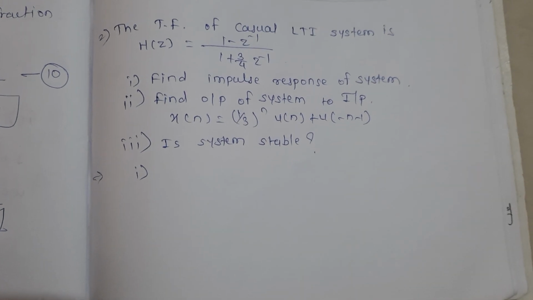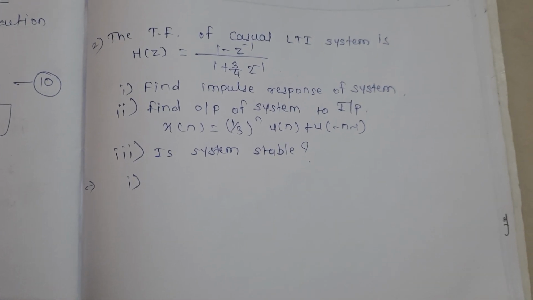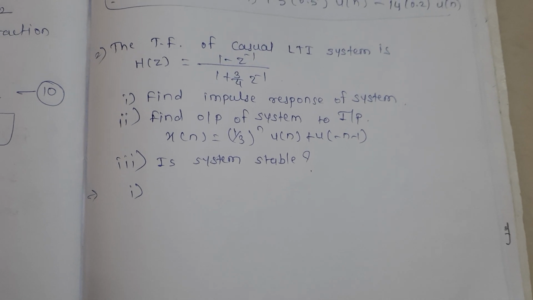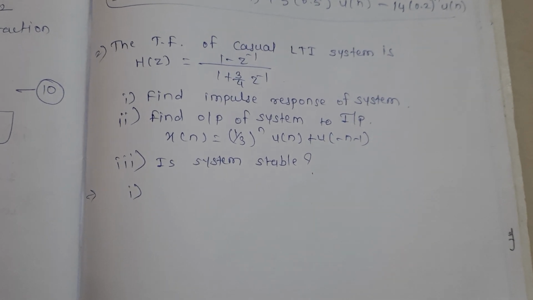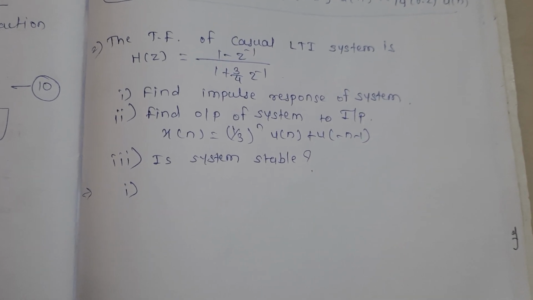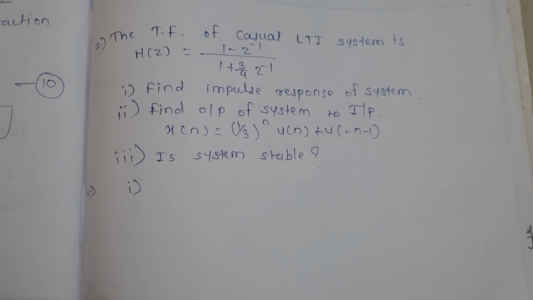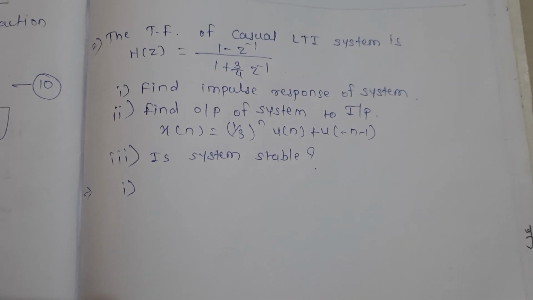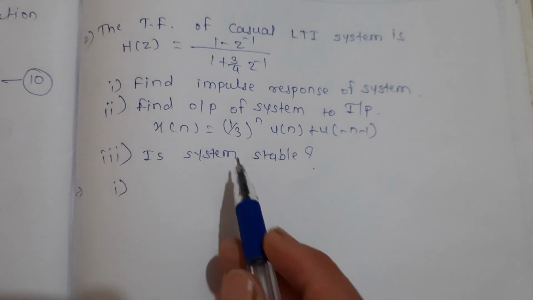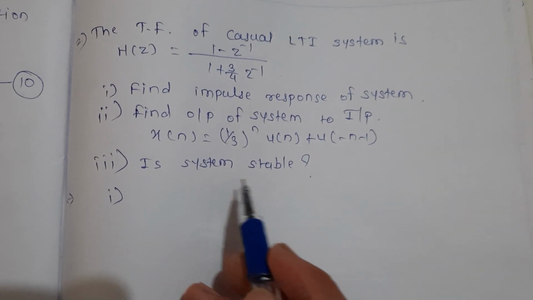The transfer function of a causal LTI system is H(z) = (1 - z^-1)/(1 + 3/4 z^-1). Then find the impulse response, find the output of the system to the input x(n) given by this equation, and third, is the system stable?